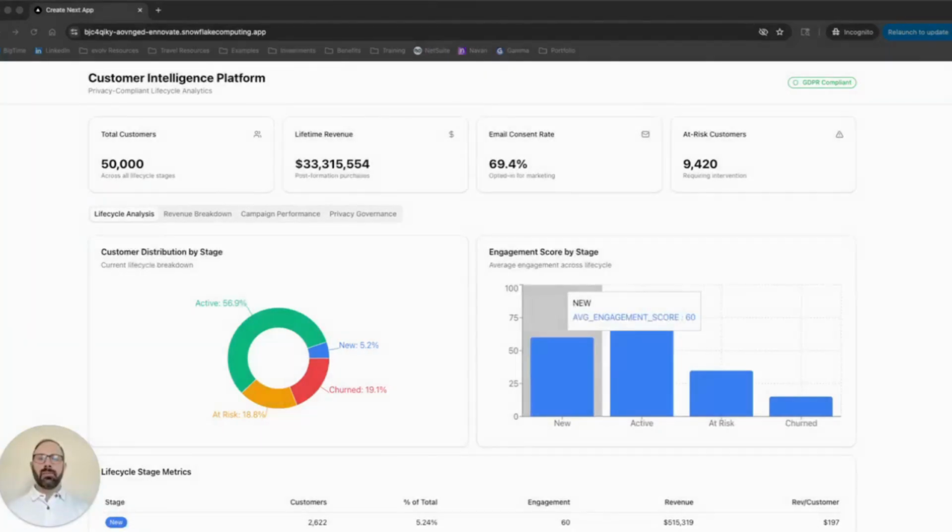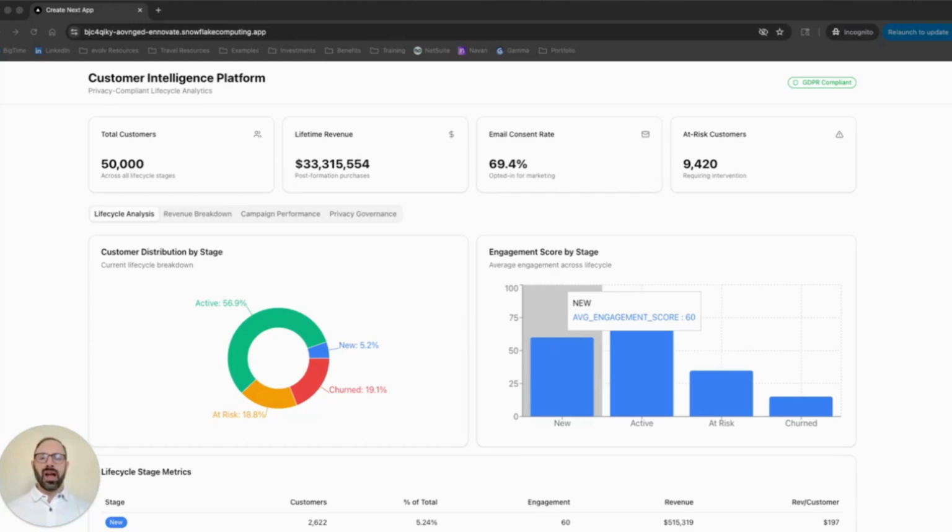So starting here on the main dashboard, this gives leadership a quick health check on the customer lifecycle. At the top, we have 4 key indicators. First, total customers. This shows the overall population across lifecycle stages. Next is lifetime revenue. This highlights the revenue generated after initial transaction, often the biggest opportunity for long-term growth.